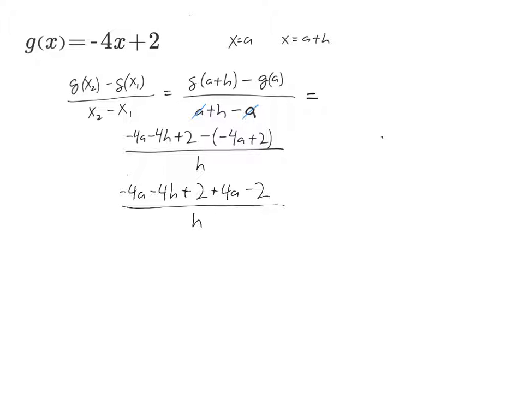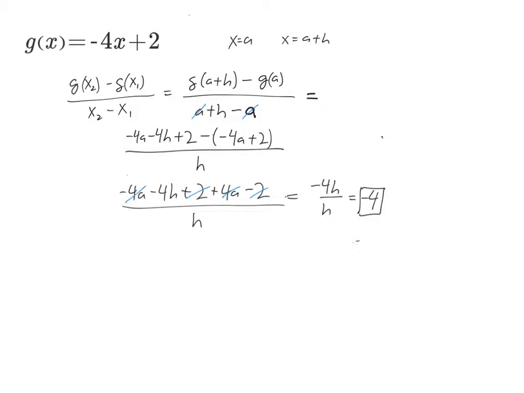And if you notice right here, negative 4a plus 4a reduces to become 0. 2 minus 2 reduces to become 0. And we end up getting negative 4h over h, which ends up being negative 4. So that is my average rate of change right there for x goes from a to a plus h.